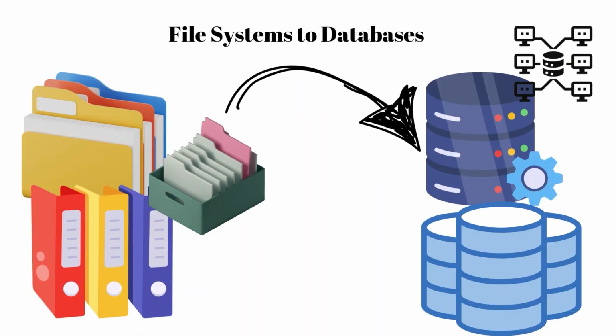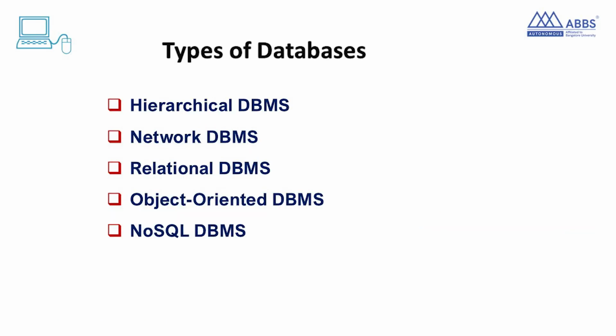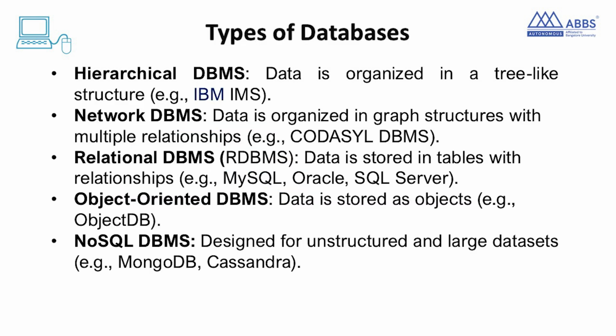Now, when we look at different types of database structures, we can see hierarchical database, network database, relational database, and object-oriented database. Now, these database structures follow different methods in the way the data is organized or stored.